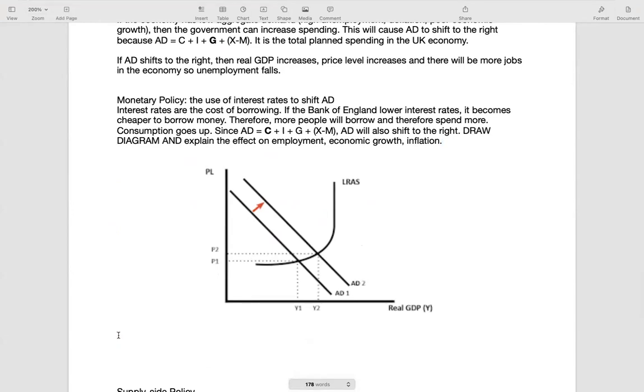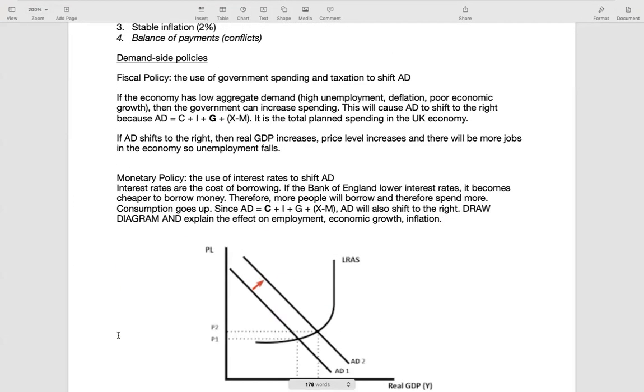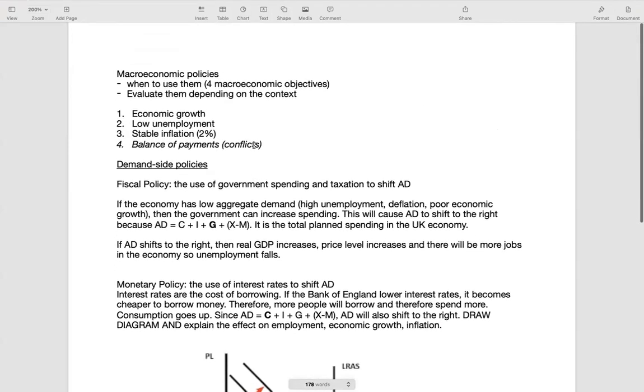Everyone's going to know that in the exam. So that's not going to get you a very high mark. But once you've done that, you have a chance to evaluate and explain if it's useful, if it's not useful, if it's a good policy, if it's a very good policy, if it's a bad policy. So let's go into that now. So this bit is evaluating.